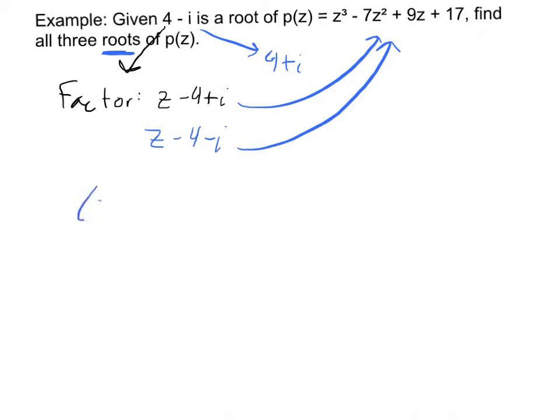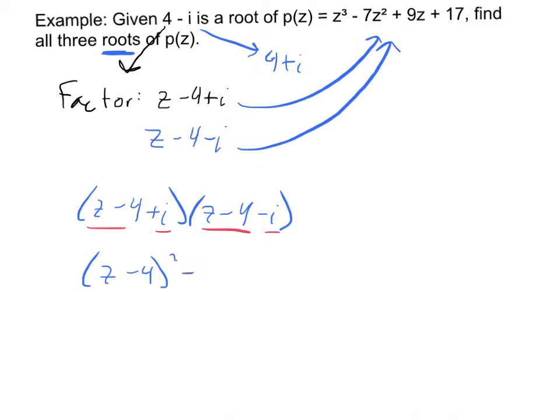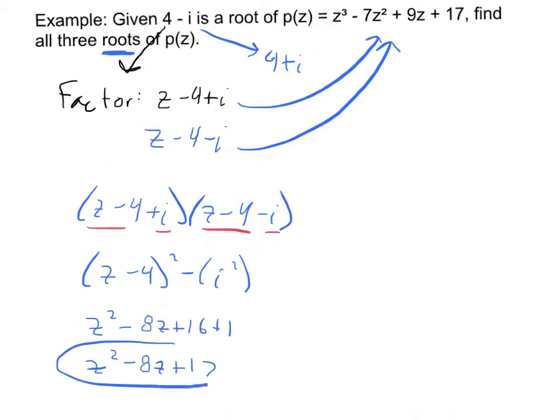The way I'm going to do that is by multiplying z minus 4 plus i with z minus 4 minus i. And hopefully you remember the trick from the previous video that we can see this as a difference of squares and sort of FOIL this thing as z minus 4 squared minus i squared. This is going to give us z squared minus 8z plus 16 plus 1. So z squared minus 8z plus 17. Now I just need to know how many times does this go into this.